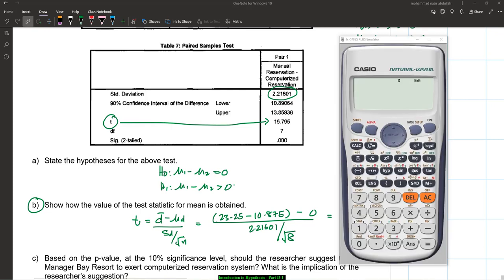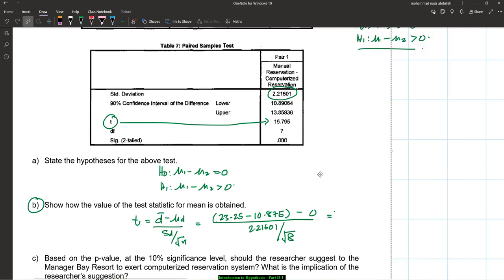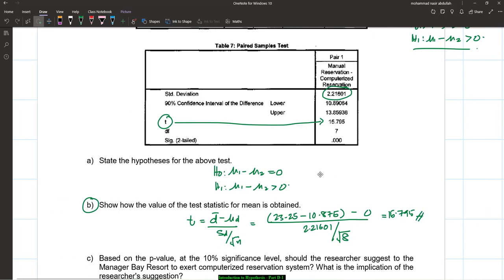so we just input it to the calculator. So 23.25 minus 10.875 divided by, we have another fraction here, 2.216601 divided by square root of 8. So this one should be 15.795. So we already shown how the t value is calculated.